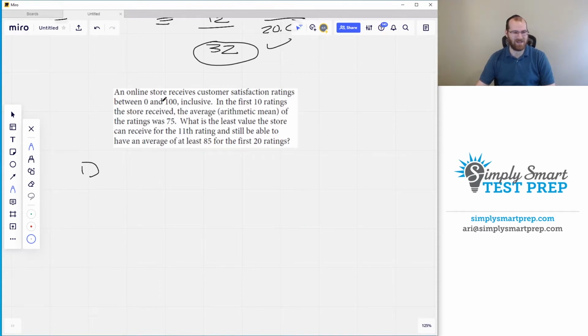An online store receives customer satisfaction ratings between 0 and 100. In the first 10 ratings the store received, the average of the ratings was 75, so I'm just going to write this down like that. What is the least value the store can receive for the 11th rating and still be able to have an average of at least 85 for the first 20 ratings? Okay, I see 85 for the first 20 ratings. I'm just going to write that down as well. Do the math here real quick. 10 times 75 is going to be 1,700.